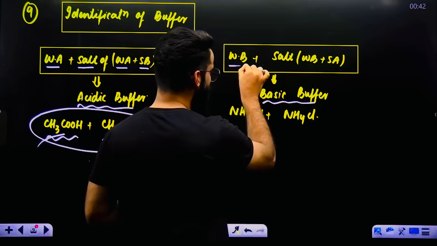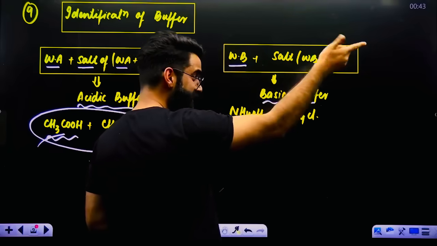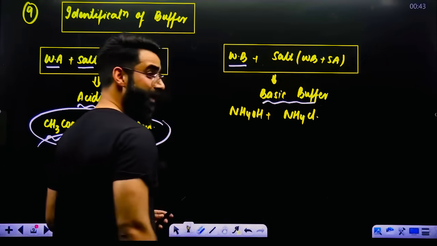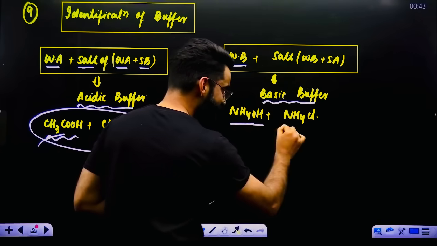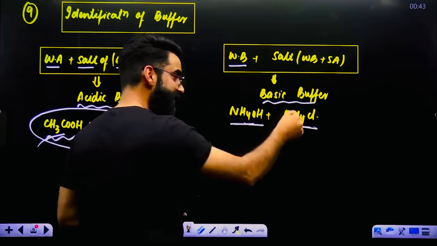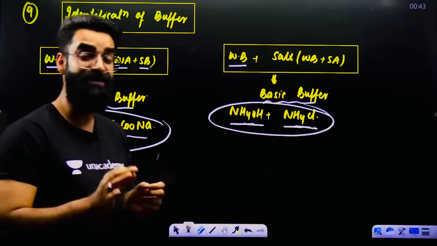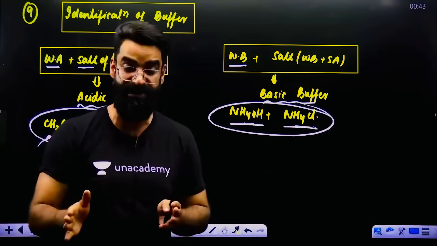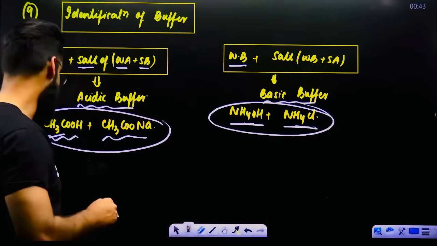Similarly, whenever you see a weak base and the salt of the same weak base which it has formed with a strong acid, this entire thing over here, I'll be calling the basic buffer. For example, this is your weak base and this is the salt of the same weak base which it has formed with a strong acid HCl. So this particular stuff over here, I'll be calling basic buffer. So like this, you differentiate your acidic buffers and basic buffers. Again, a theoretical question can be asked.